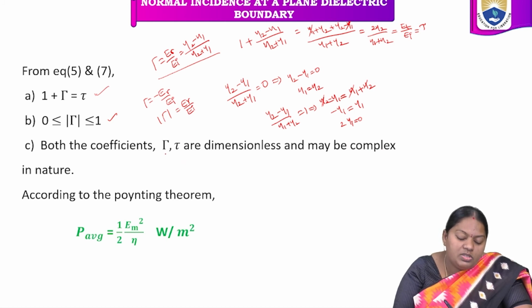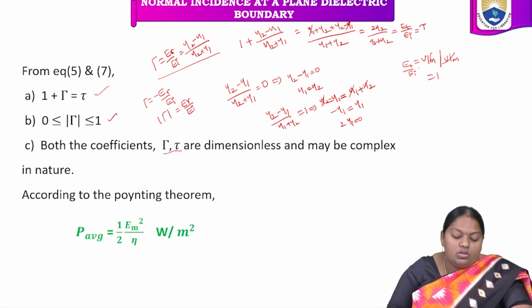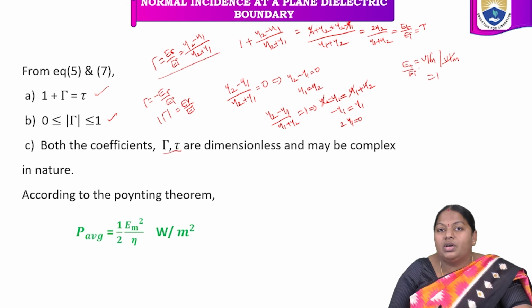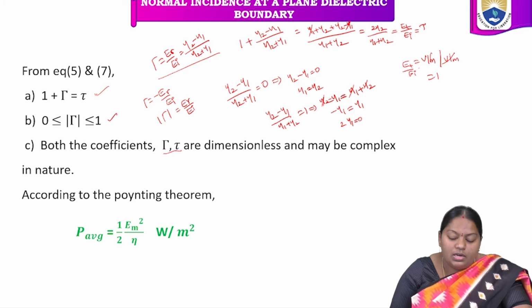Why are these two dimensionless? Generally tau is a coefficient, and it is a ratio of Et by Ei. Generally the unit for E is volts per meter, and both get cancelled, so Et by Ei, the volts per meter gets cancelled and we get a constant. Similarly this reflection coefficient gamma also. Hence, both the reflection coefficient gamma and the transmission coefficient tau are dimensionless, and both may be complex in nature.